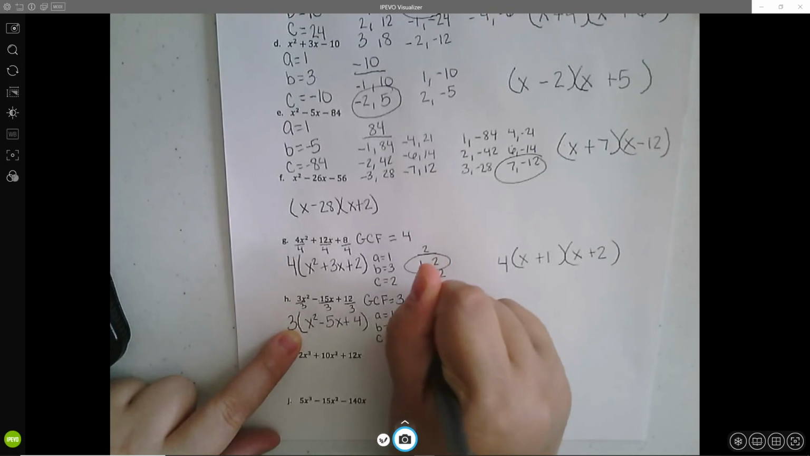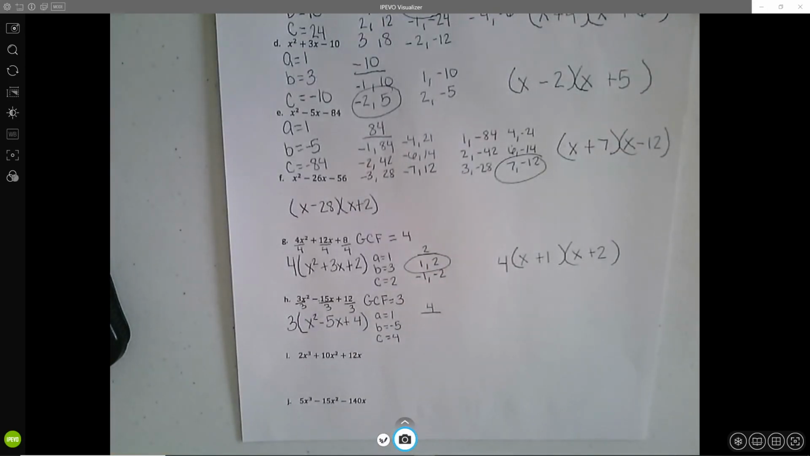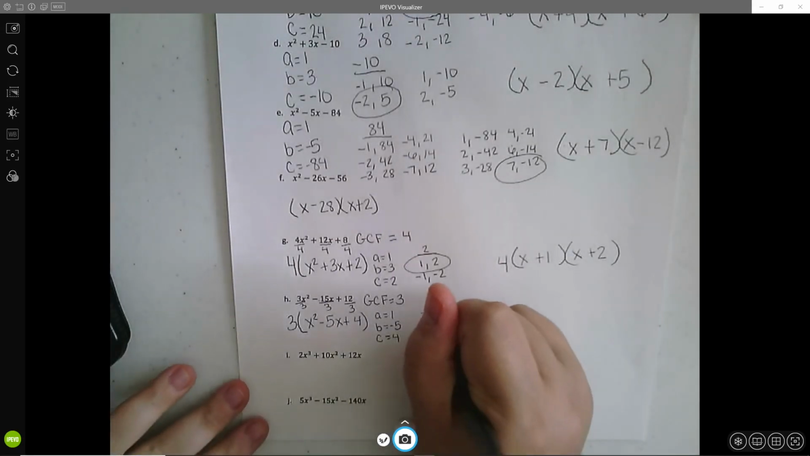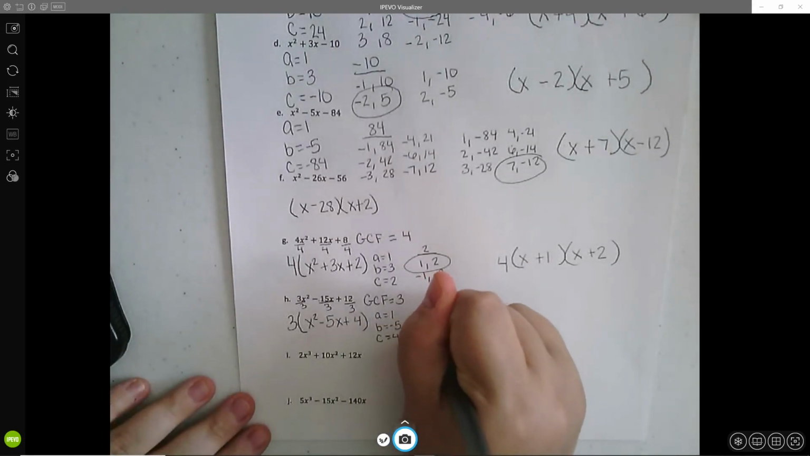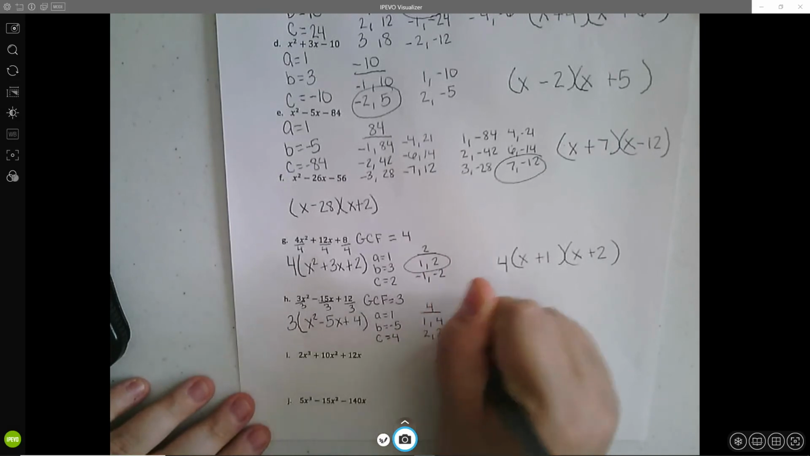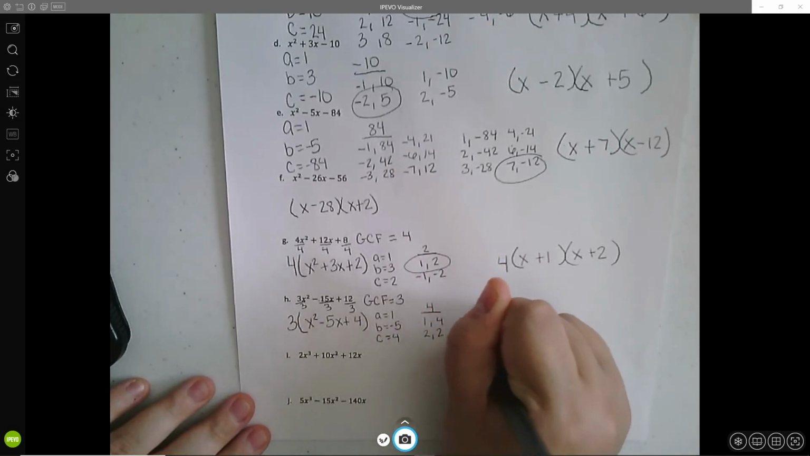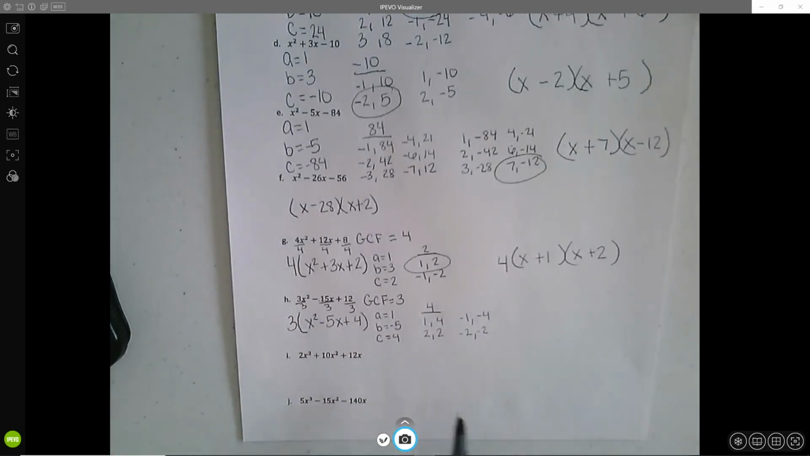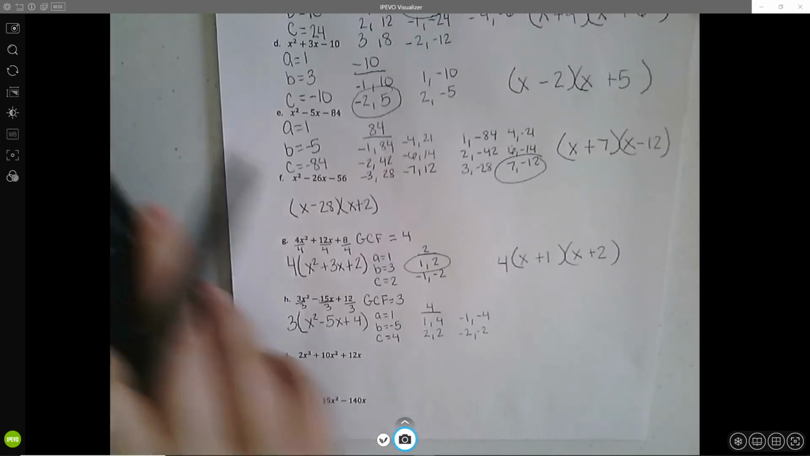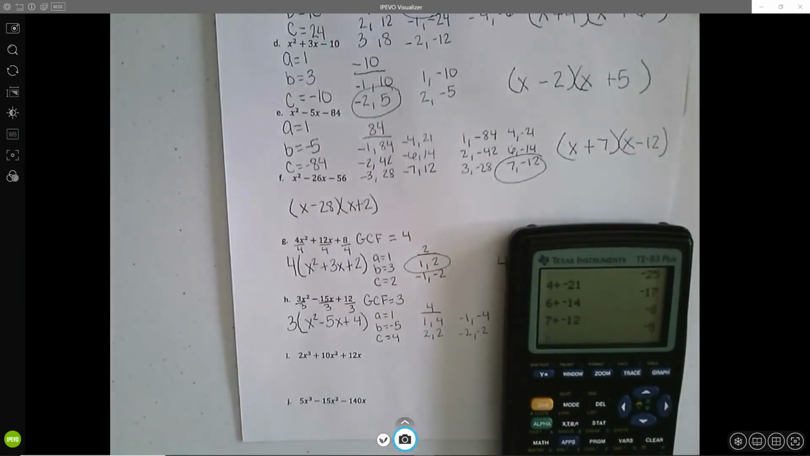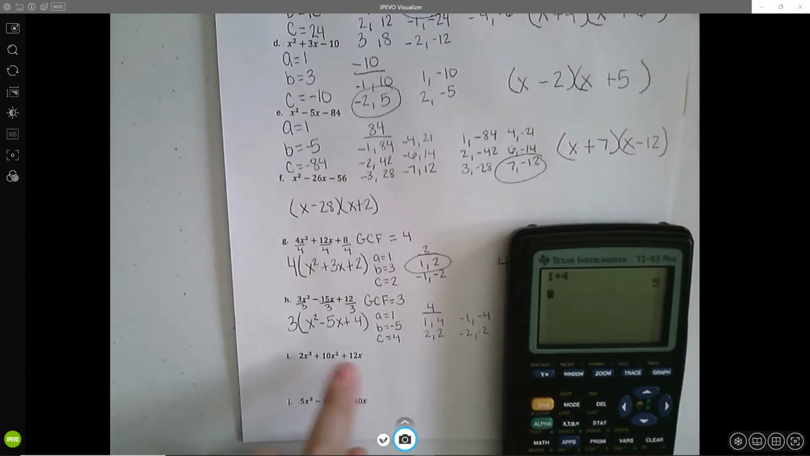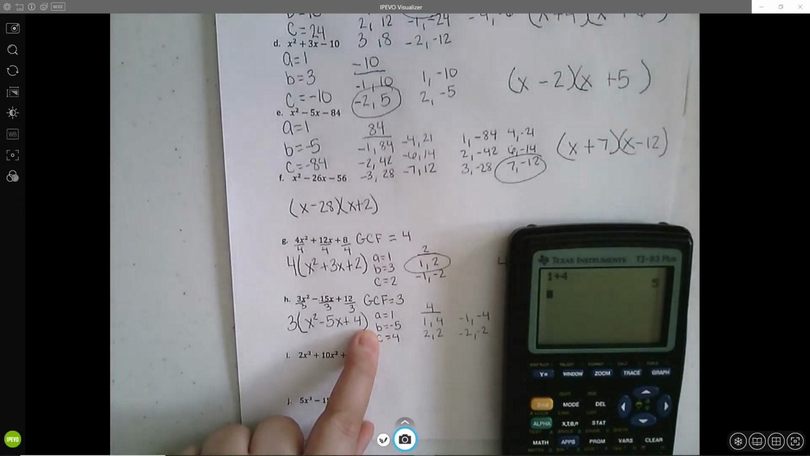I'm going to list factors of 4. Since my C is positive, either both are negative or both are positive. So factors of 4, 1 and 4, 2 and 2. Those are both positive. Now I'm going to list out both negative ones. So now I'm looking for which ones add together to give me my B value. Okay, if you have to, go to the calculator. 1 plus 4 is 5. I'm looking for a negative 5.